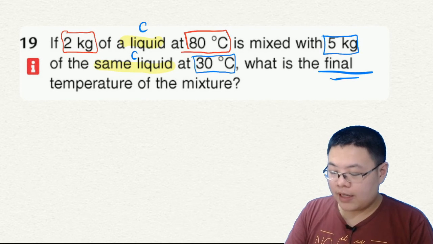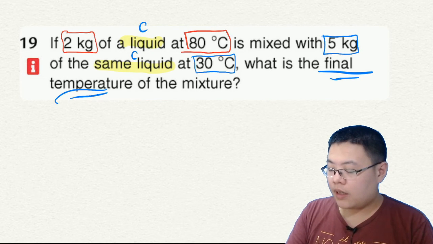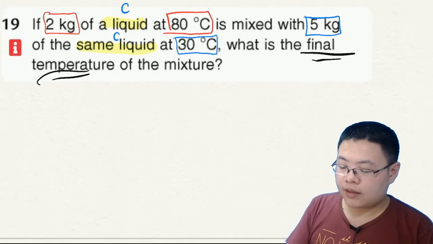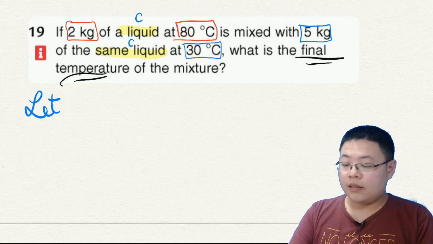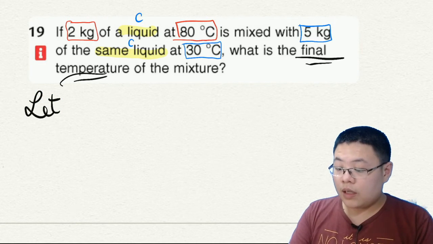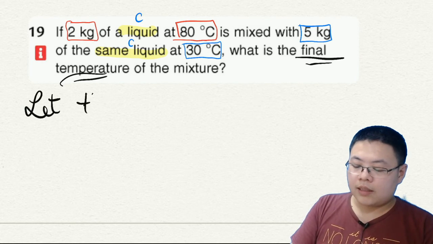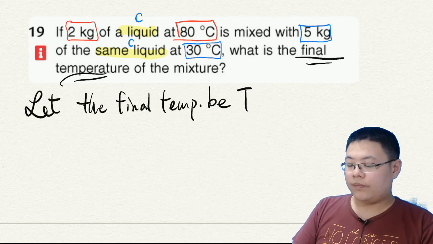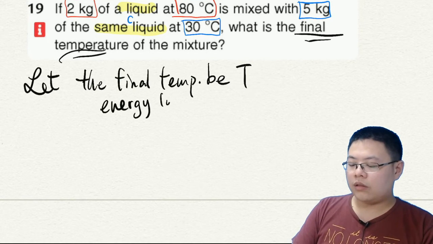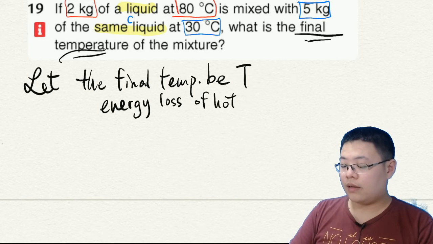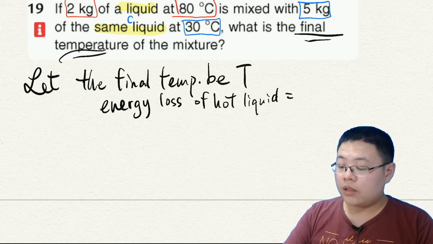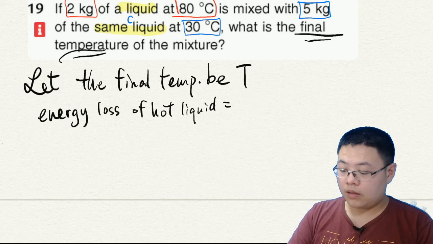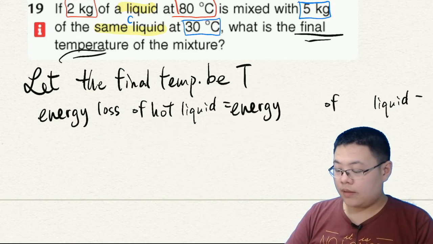Okay, so what is the final temperature? This time, don't forget to let the final temperature be T, and then energy loss of the hot liquid is equal to the energy gain of the cold liquid.